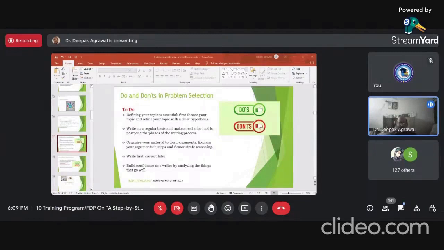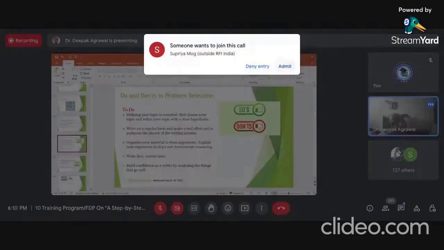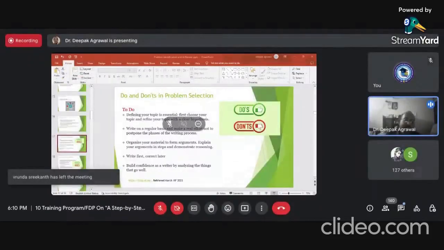So how much, whatever time permits you, but write something. Keep on adding. It can be edited later on. Organize your material to form arguments. Explain your arguments in steps and demonstrate reasoning. Arrange your material. Whatever information and data you have collected should be in a specific format so that you can provide a judgment on your own work.